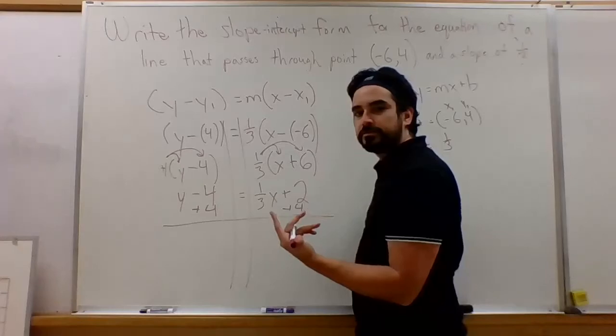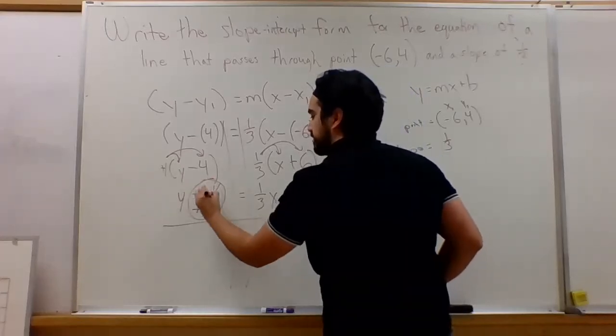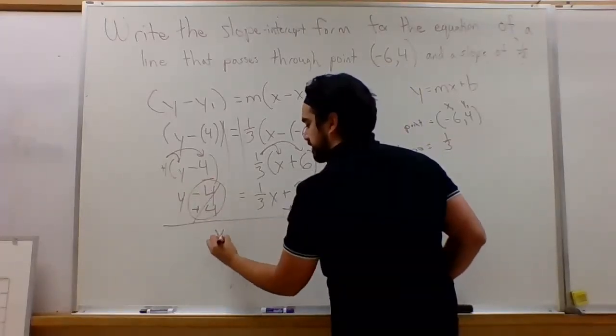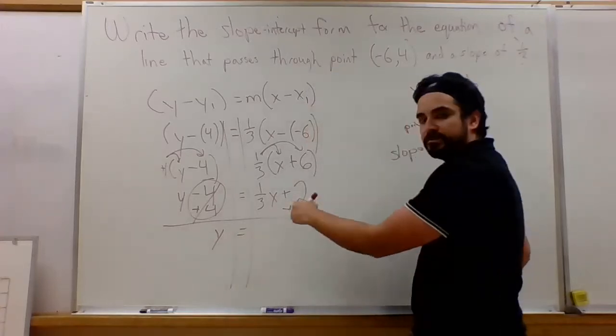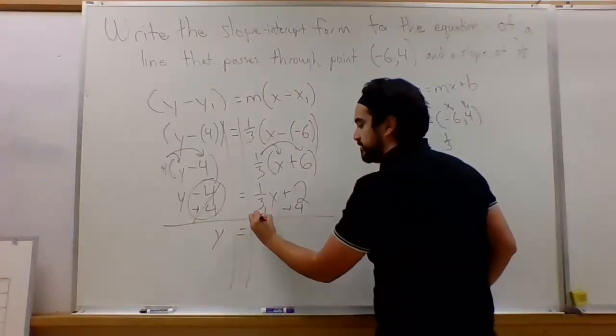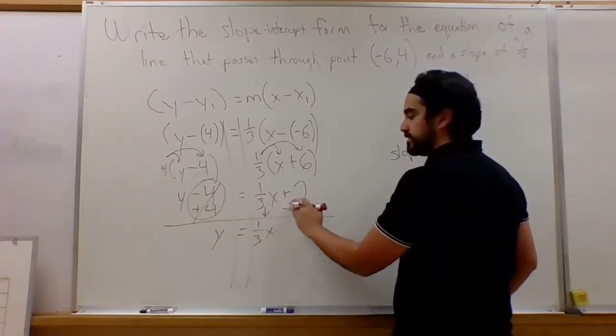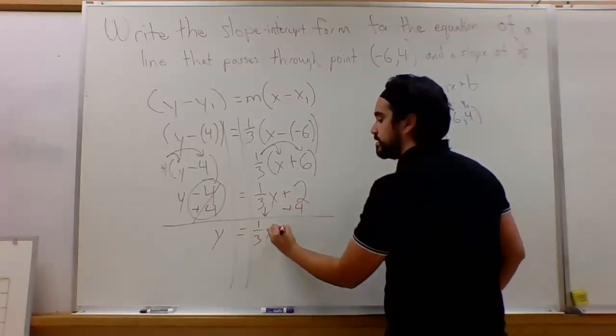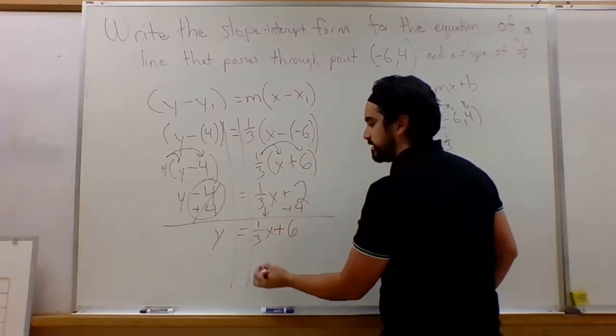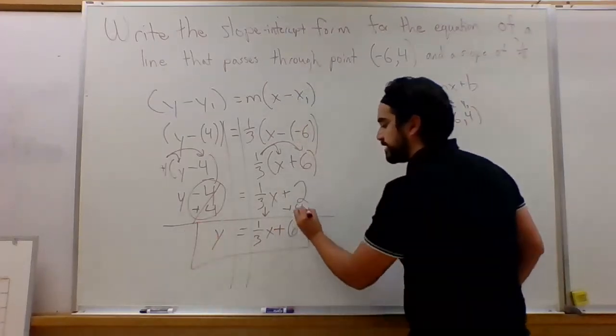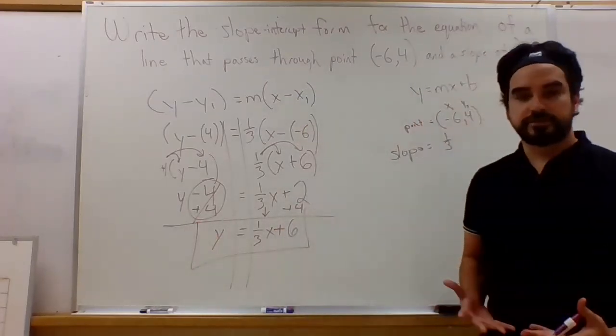-4 plus 4 gives you 0 pair. Drop my y equals. I didn't do anything to the 1/3 x, so all I'm going to do is drop it. Finally, we have +2 plus 4 gives you +6. And this will be my final answer because it is in slope-intercept form.